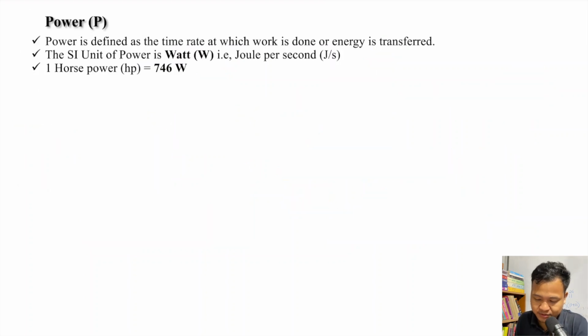Today the last topic of work, power and energy is power. So what is power? Power is the rate of doing work, or the rate at which energy is transferred. The unit of power is watt, which is joules per second. So from the definition, power is the rate of doing work, dW by dt. So this is the instantaneous power.